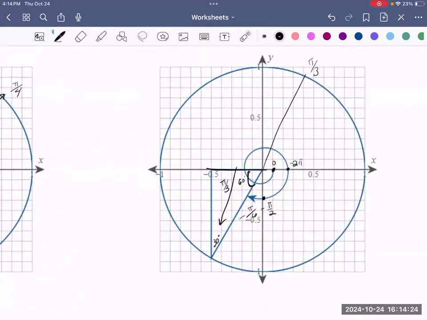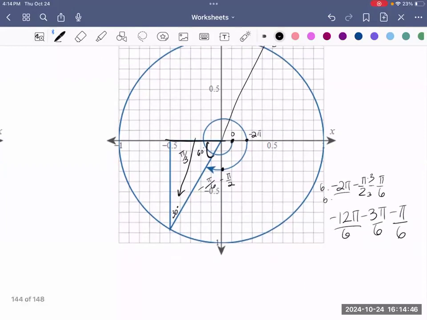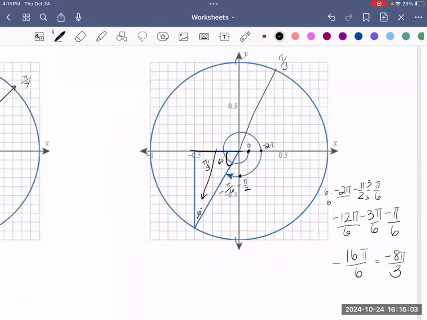So therefore, we can subtract all of these, negative 2 pi minus pi over 2 minus pi over 6, get a common denominator. So that would be everything to have 6 on the bottom. So we get negative 12 pi minus 3 pi minus pi all over 6. So let's see, 12 and 3, that's 15, that's 16 pi over 6. And that's all negative, so we can reduce. They both have at least a 2 in it. So negative 8 pi over 3.